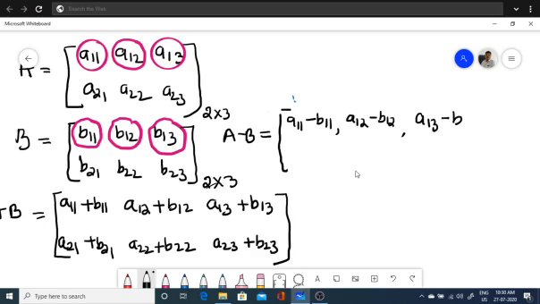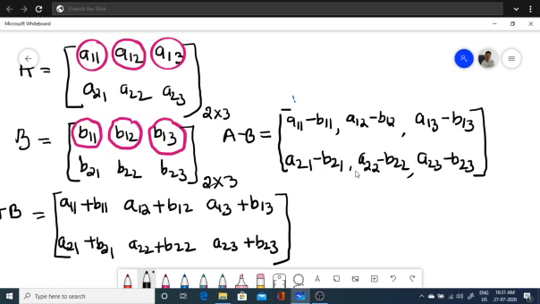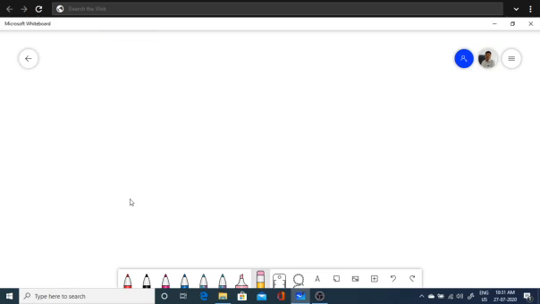A13 minus B13 and A21 minus B21 and A22 minus B22 and A23 minus B23. So we are getting A minus B. So when the two matrices are of same order, we are subtracting the elements, and we are adding the two matrices just by adding and subtracting the corresponding elements of A and B.